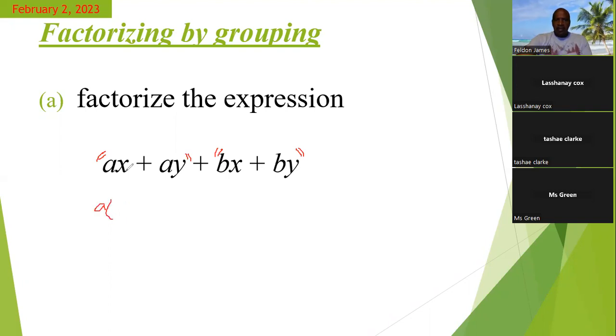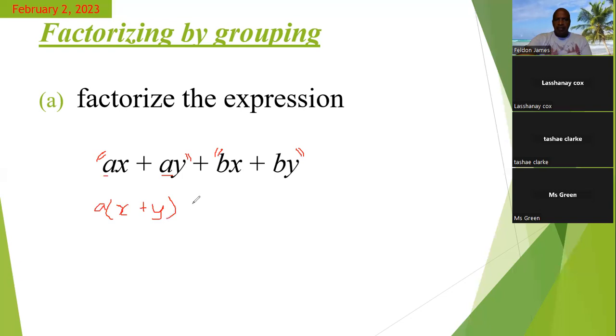All right, so a, then we divide each of these terms by a. So a cancels with a, leaving x for the first term. And a cancels with a in the second term, leaving y. So it means that we would have factorized that first pair.